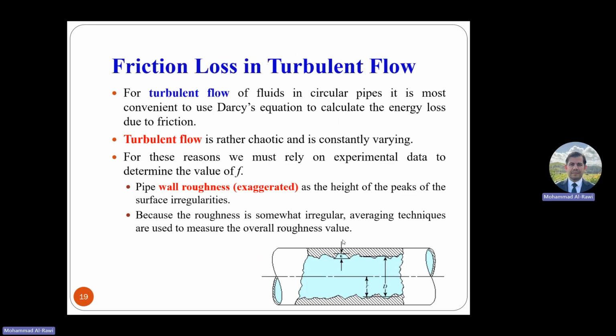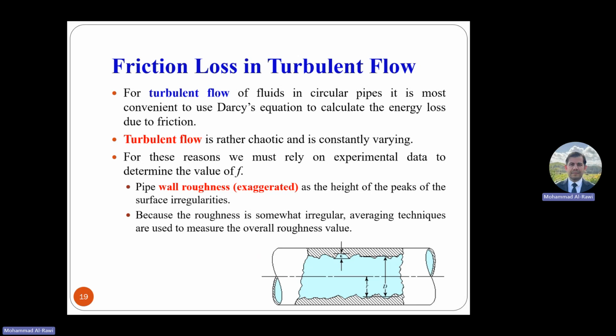Now, friction losses in turbulent flow are slightly different. For turbulent flow of fluids in circular pipes, it's most convenient to use the Darcy equation to calculate the energy loss due to friction. Turbulent flow is rather chaotic and is constantly varying. For these reasons, we must rely on experimental data to determine the value of F. Therefore, the F we found by 64 divided by Reynolds doesn't work for turbulent flow. There are two methods. One is an equation using logarithms. Another one is using the Moody chart.